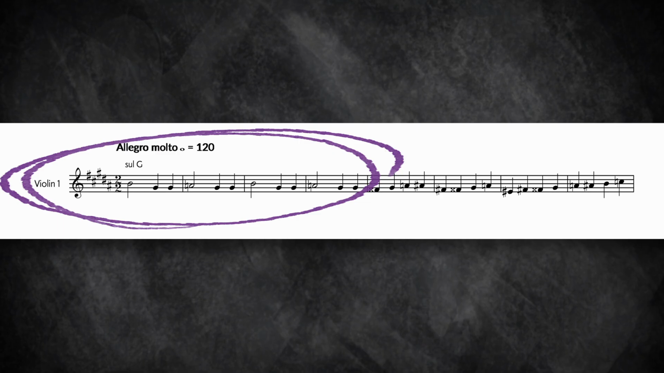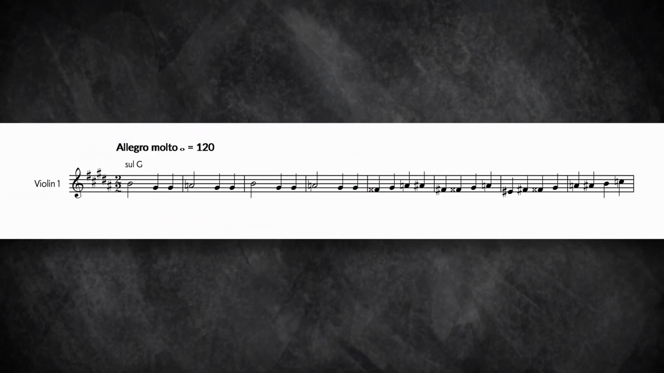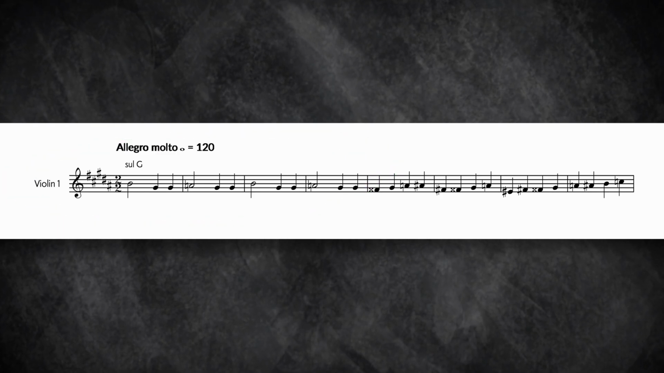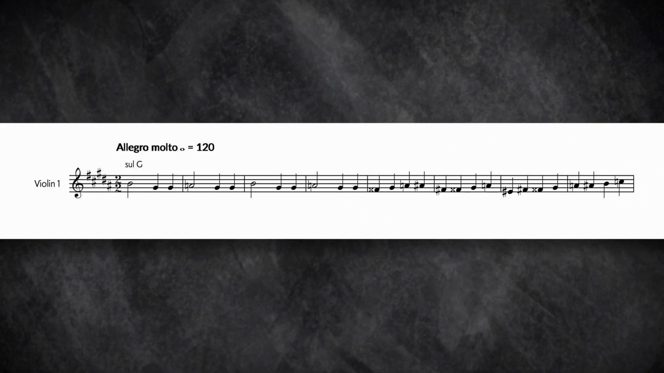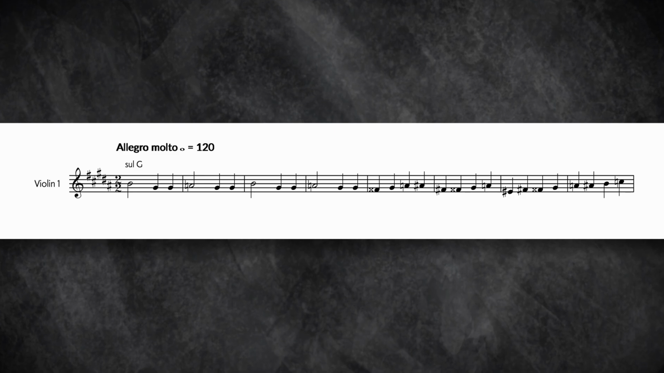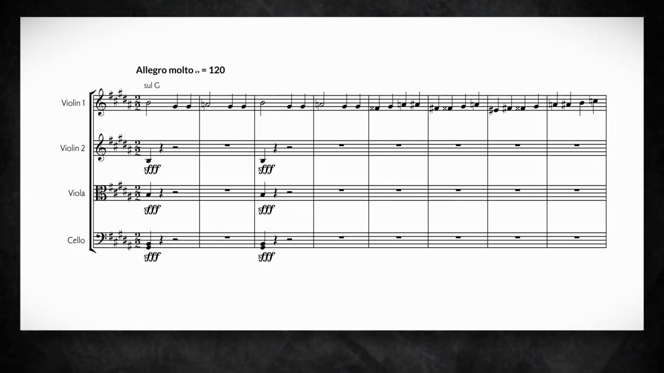This phrase is made up of 2 musical ideas. The first idea has this rhythm, and the second idea has this rhythm. Put together, this phrase is accompanied by chords played by the other instruments in the rest of the ensemble. Let's hear it all together.